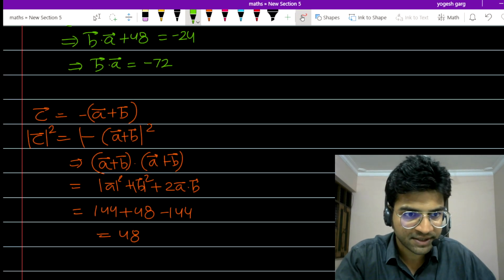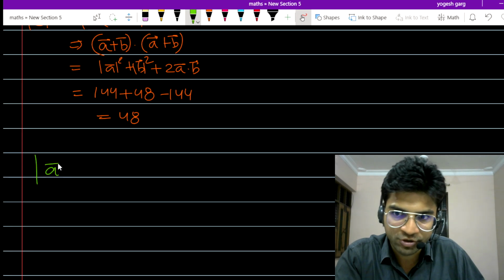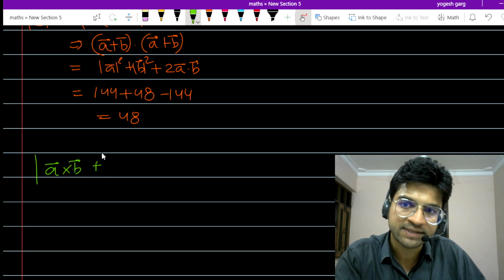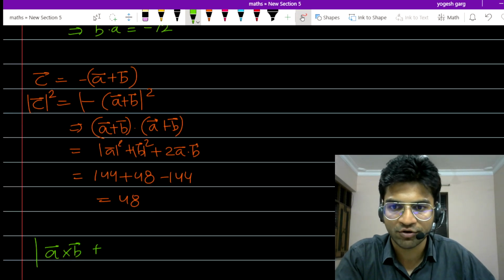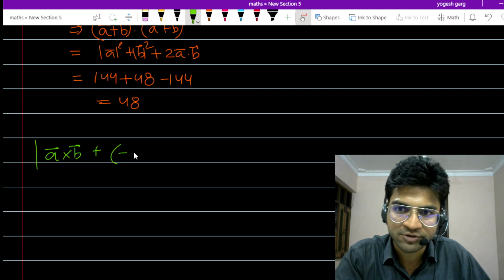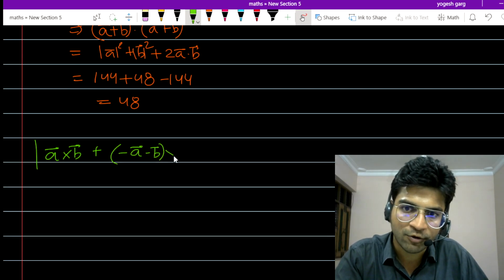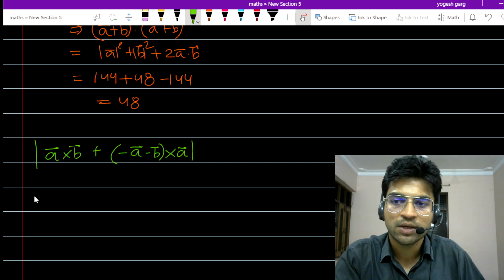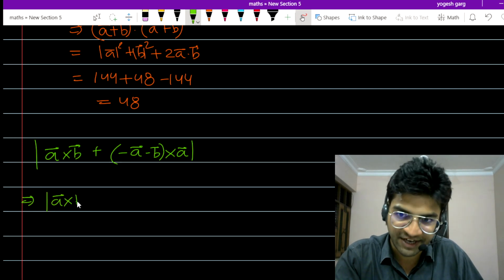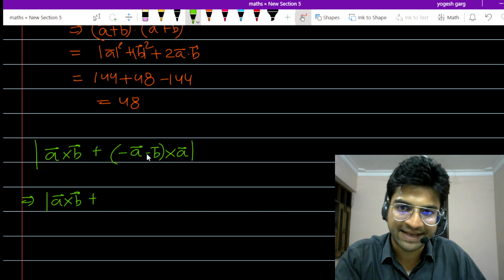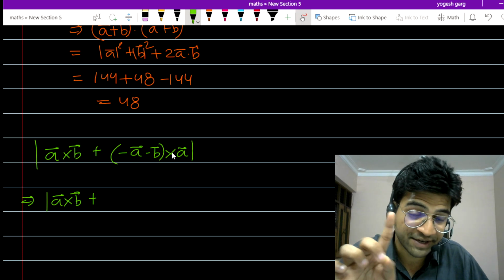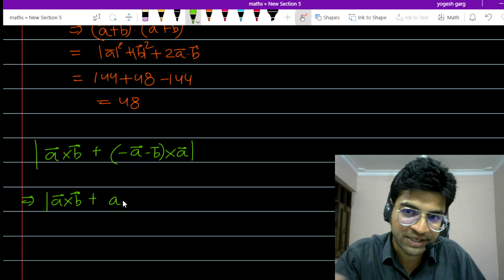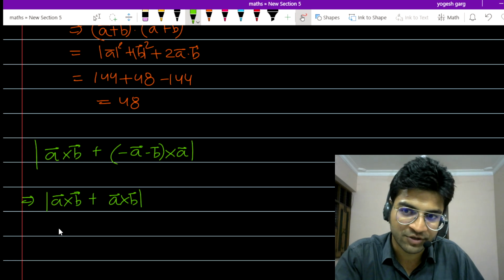Let me take it downwards. Mod of A cross B plus, it was C cross A, yeah, it was C cross A. C is minus A minus B, so minus A minus B cross A, mod. This is equal to mod vector A cross vector B plus minus A cross A, which will be equal to 0, minus B cross A, which is not equal to minus A cross B, mind it, it is equal to A cross B, right? So this complete expression is equal to 2 mod of A cross B.